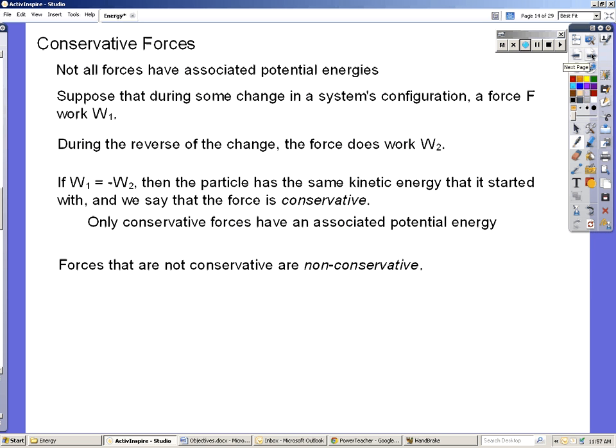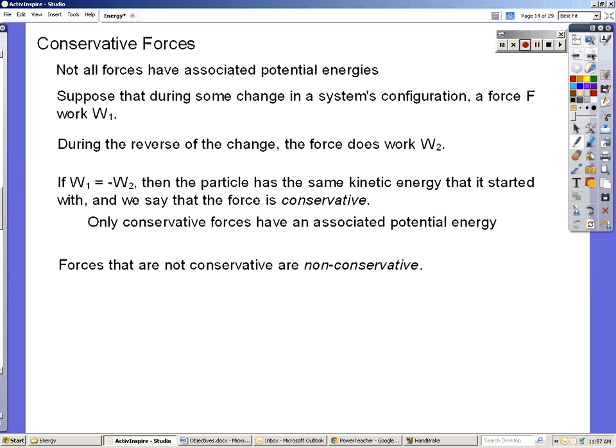But the thing is, not all forces have potential energies associated with them. First off, of course, the force has to be internal to the system, but only some forces are conservative, meaning it has associated potential energy. So let's say that you change something about a system. You move one particle of the system farther away from the other one. It takes a force to do that, and that force does work W1.